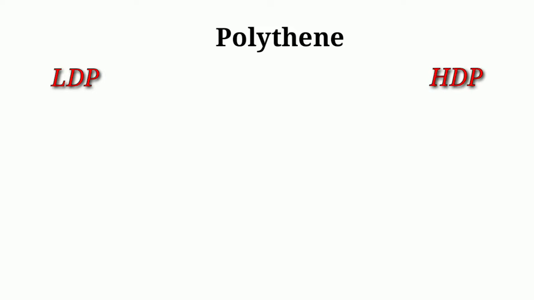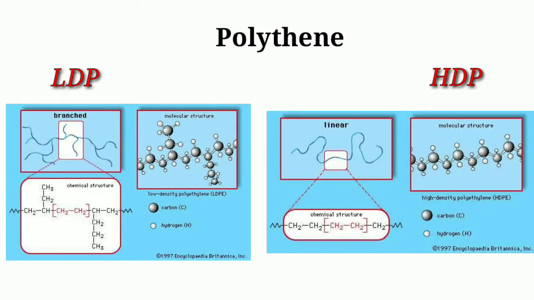Our next polymer is polythene. Polythene is made from ethene. Polythenes are of two types: one is low density polythene, that is LDPE, and the other is high density polythene, that is HDPE. The difference between LDPE and HDPE is that there is a presence of branching in LDPE and there is no branching in HDPE. Low density polythene has a low density.